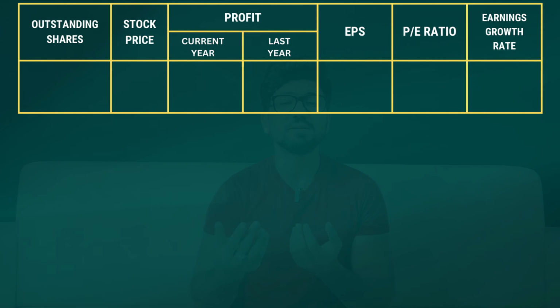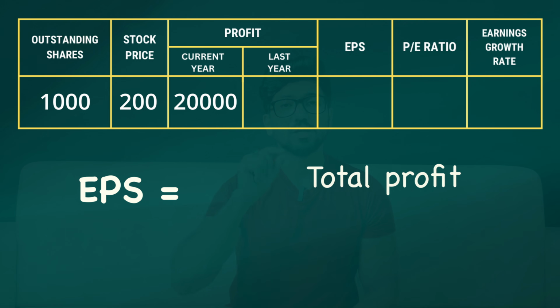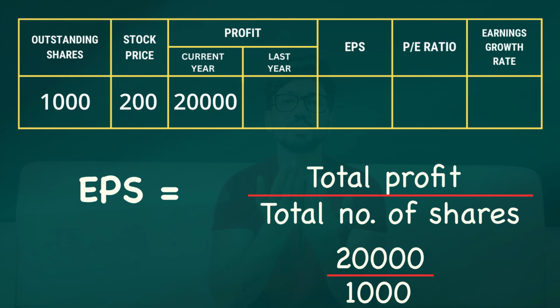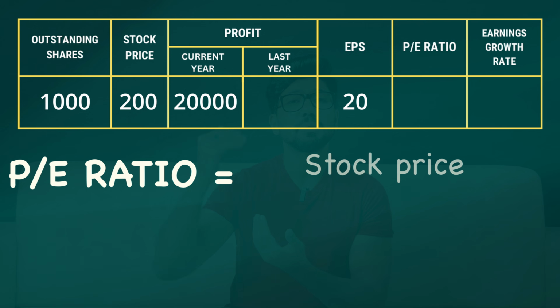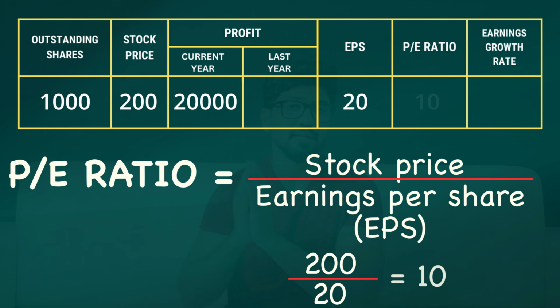Let's say there's a company which has 1000 outstanding shares and this company's stock price is 200 rupees. And this company made a profit of 20,000 this year. Then the earnings per share would be total profit divided by total number of shares. In our case, 20,000 divided by 1000. So earnings per share comes out to be 20. Then let's find the PE ratio, which is the price of the stock divided by earnings per share. The price is 200 divided by earnings per share, which is 20. So the PE ratio comes out to be 10.